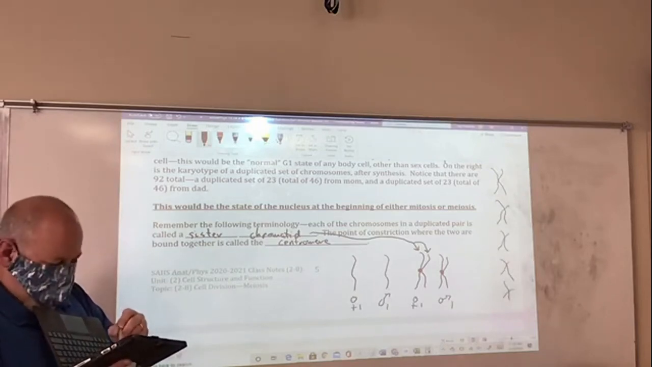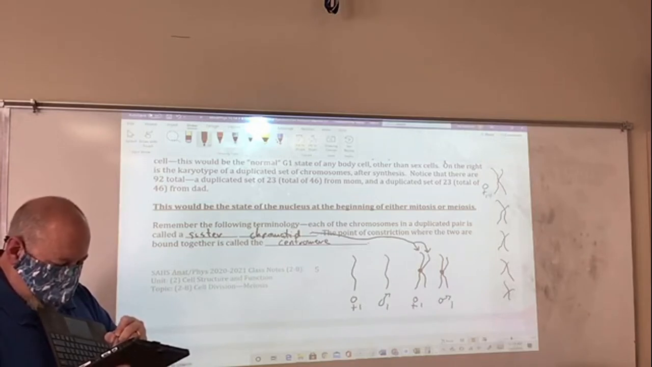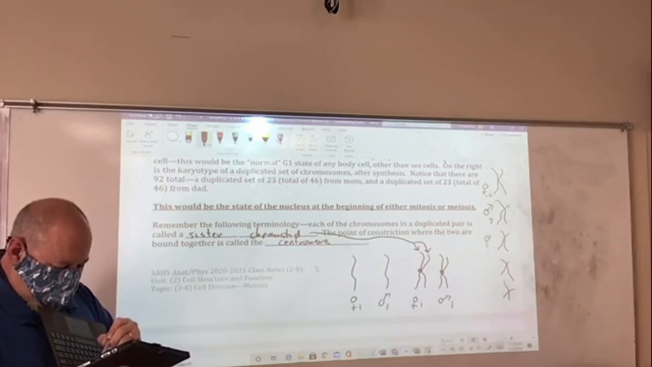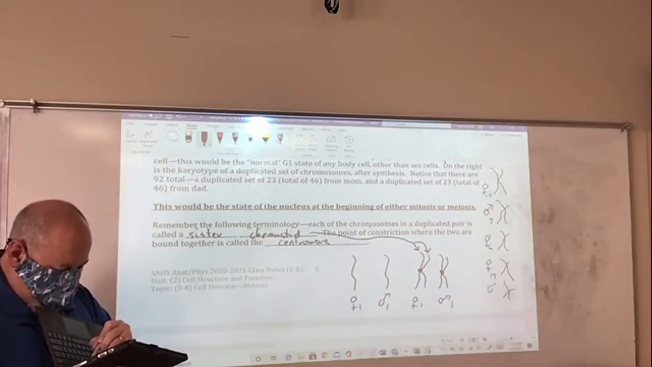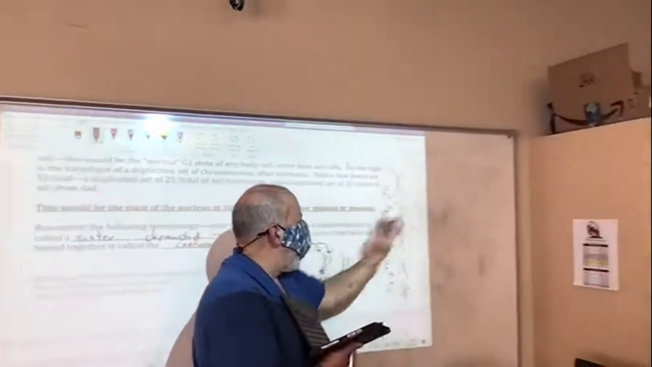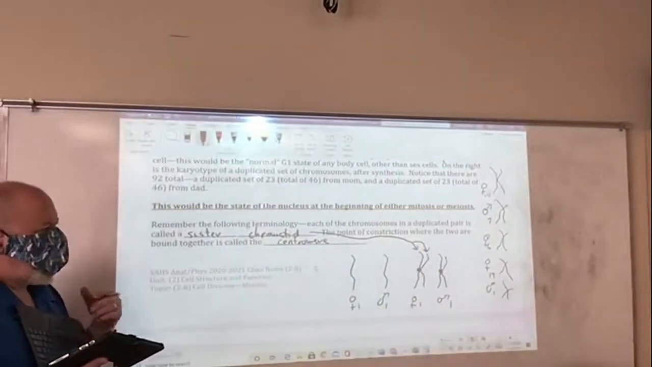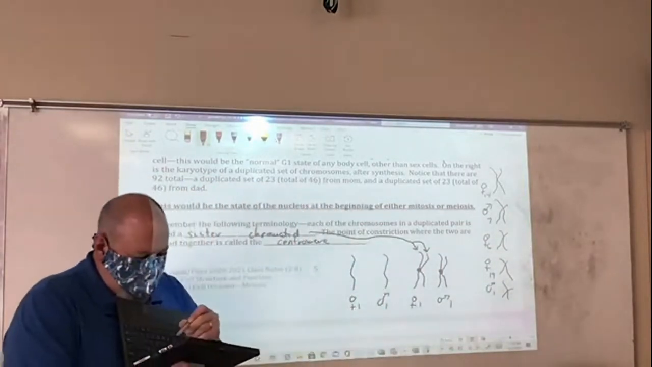Okay, this might be mom's chromosome 14, and this might be dad's chromosome 7, and this might be mom's chromosome 6, and this might be mom's chromosome 19, and this might be dad's chromosome 1. Okay? And all of these are lined up, right? There are 46 pairs of these all lined up.